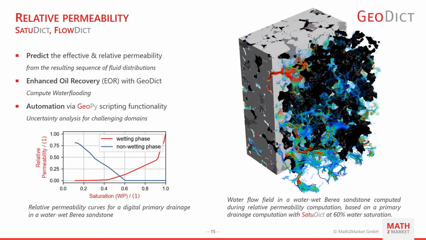So, with respect to digital water flooding, you may compute enhanced oil recovery setups in GeoDict. And you may automate that task from within GeoDict, which opens up the possibility to perform your individual uncertainty analysis for challenging domains. In GeoDict 2022, we have further improved the performance of this step with the new advances in our flow solver.